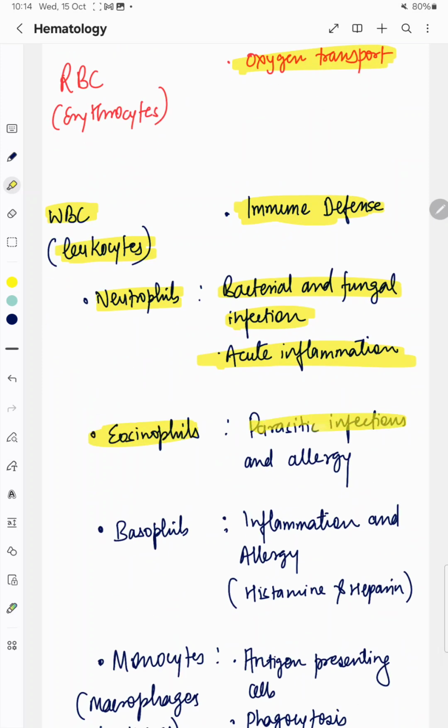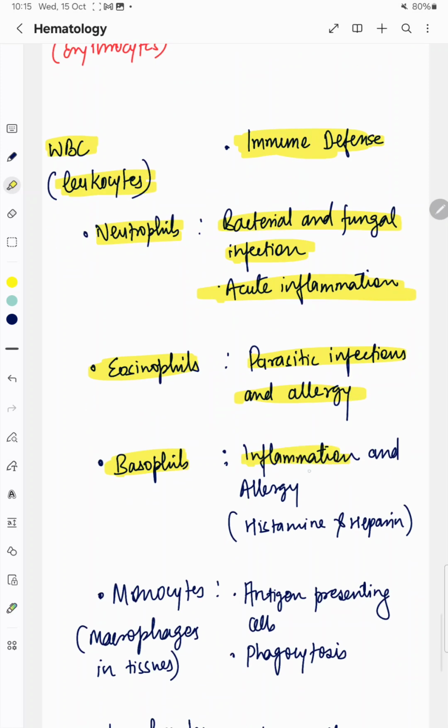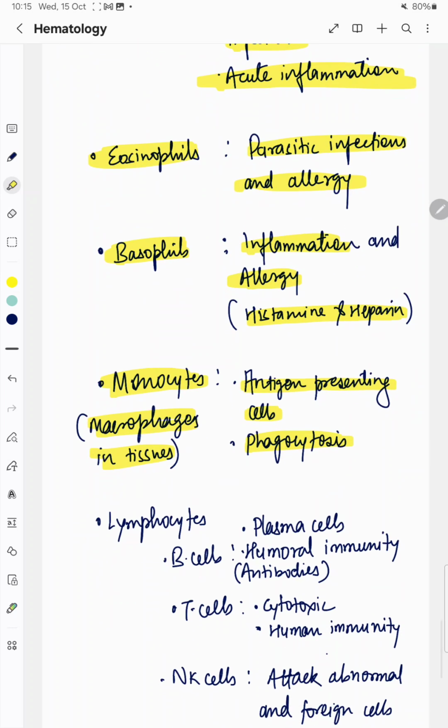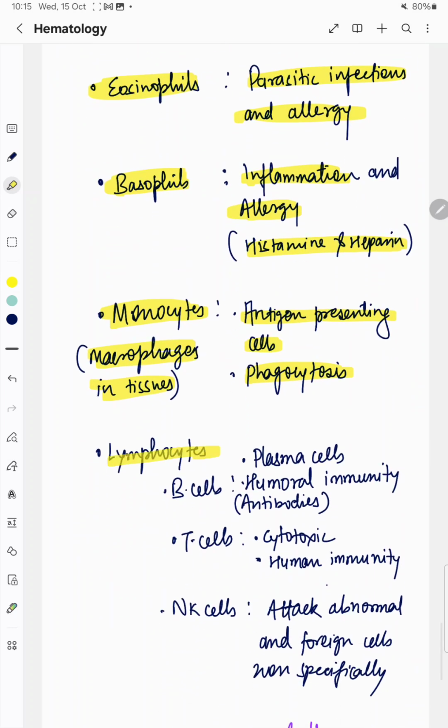Eosinophils provide immunity against parasitic infection and allergy. Basophils have a role in inflammation and allergy; particularly they secrete histamine and heparin. Monocytes, or macrophages in tissues, act as antigen presenting cells and have a significant role in phagocytosis. B lymphocytes further develop into plasma cells, which are responsible for the production of immunoglobulins or antibodies and provide humoral immunity.